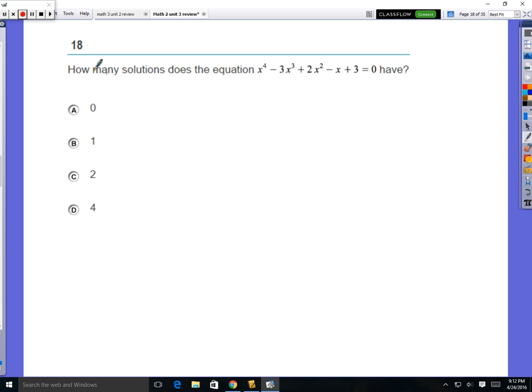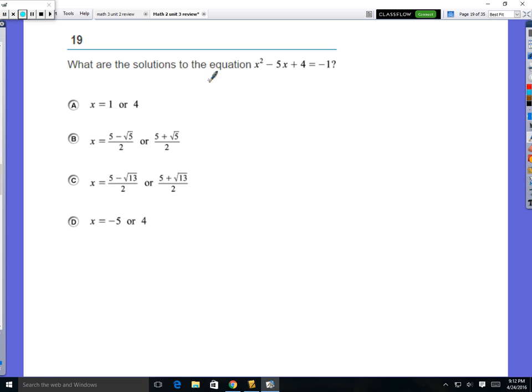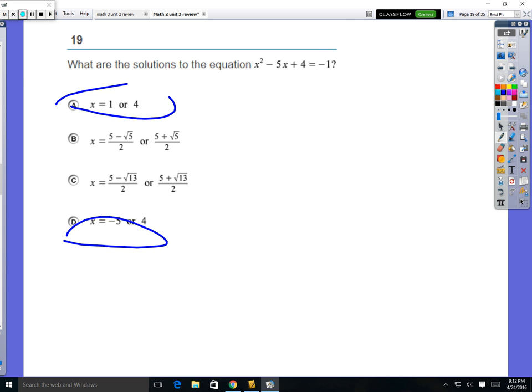18. How many solutions does this equation have? It will have as many solutions as the degree. Since it is degree 4, it will have 4 solutions. What are the solutions? Okay, that one looks easy. These kind of look nasty. So let's try and factor it first.